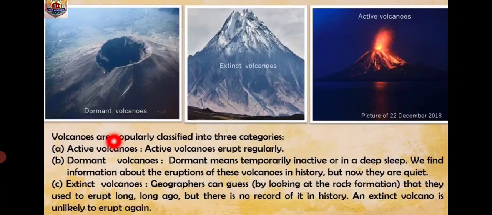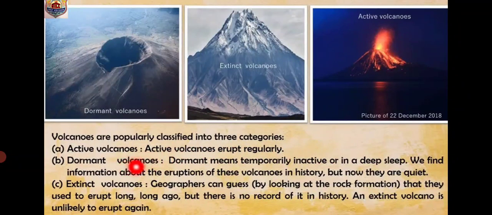Now, volcanoes are popularly classified into three categories. The first one is active volcanoes, then dormant volcanoes, and extinct volcanoes. Active volcanoes erupt regularly; erupts means bursts out regularly. Dormant volcanoes means temporarily inactive or in a deep sleep. It is inactive, or it's in a deep sleep.